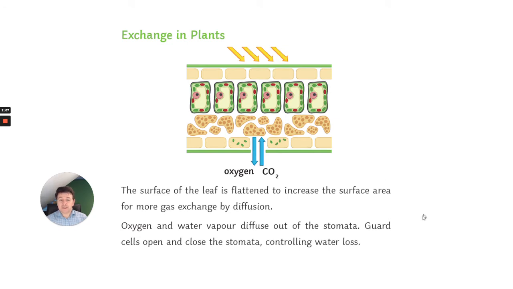So the surface of the leaf is very thin and it's flattened, so that increases the surface area for more gas exchange. In the spongy mesophyll, you've got air spaces that increase the rate of diffusion, and they diffuse in and out of the stomata. Guard cells open and close the stomata, controlling water loss.